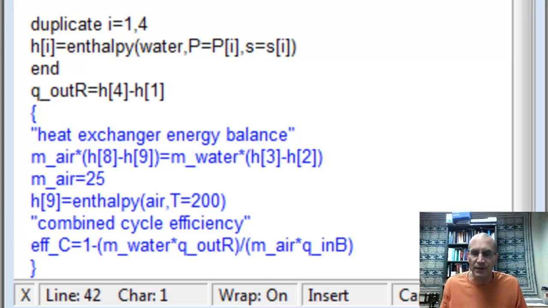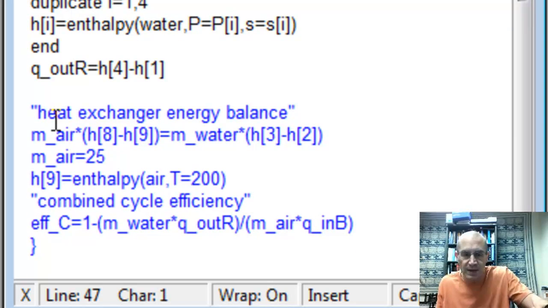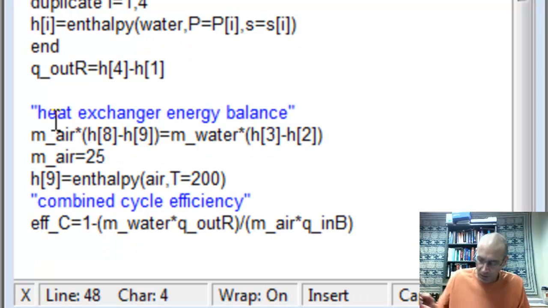But there's one thing that's left, and we've got to go ahead and balance the mass flow rates to do the energy balance over the heat exchanger. So there's going to be my last step. So let's look at that equation here that I have. If I go down here and look at my heat exchanger equation, there's what we had on that previous slide, where I'm balancing the mass flow rate of air and its enthalpy change, the mass flow rate of water. It was specified that the mass flow rate of air was 25, and then I said that the enthalpy at H9 was 200 degrees.